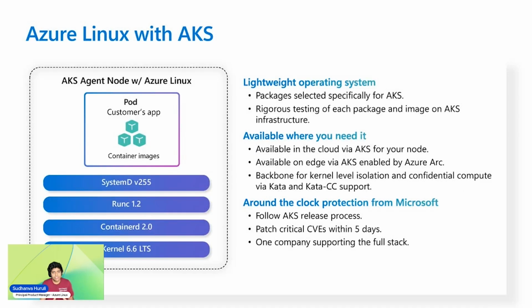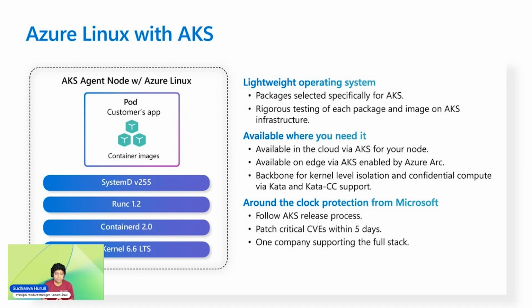So on AKS, we are able to offer an OS SKU called Azure Linux that's managed by Microsoft for you. Within this actual OS, we offer the 6.6 kernel. We're offering Containerd 2.0, Runc 1.2, and a bump to systemd version 255. Your existing apps and pods would run on this Linux OS without any changes. So if you're using an Ubuntu-based container image or you're using a Red Hat-based container image, it doesn't matter because the underlying components are still Linux.